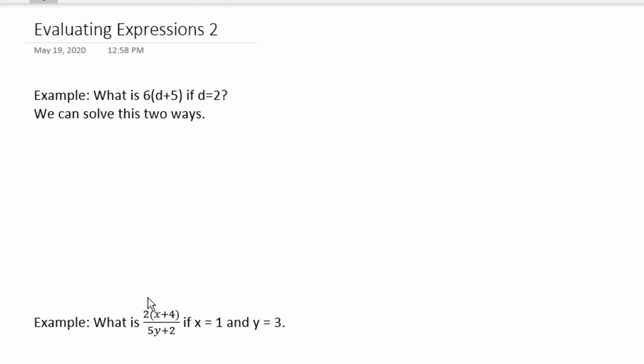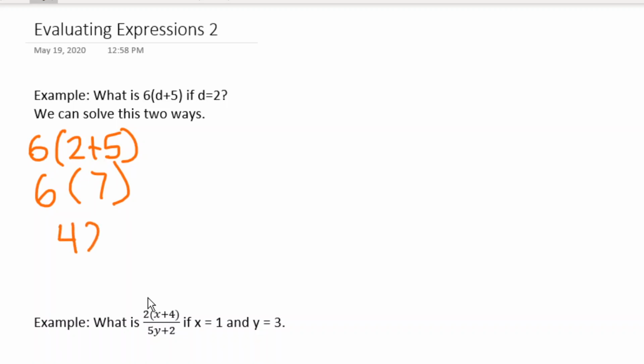So for example here, what is 6 times d plus 5 if d equals 2? So we can solve this in two ways. One, we put that 2 in there right away. So we know d equals 2. So we do 6 times 2 plus 5. We think of bed mass. This is 6 times 7. And 6 times 7 is 42.